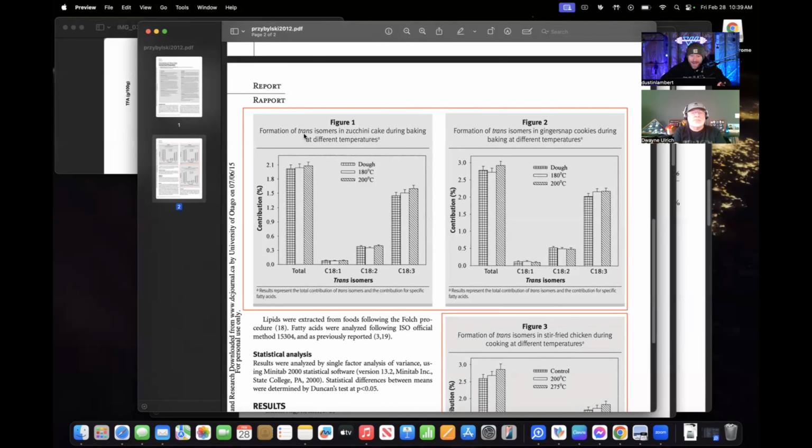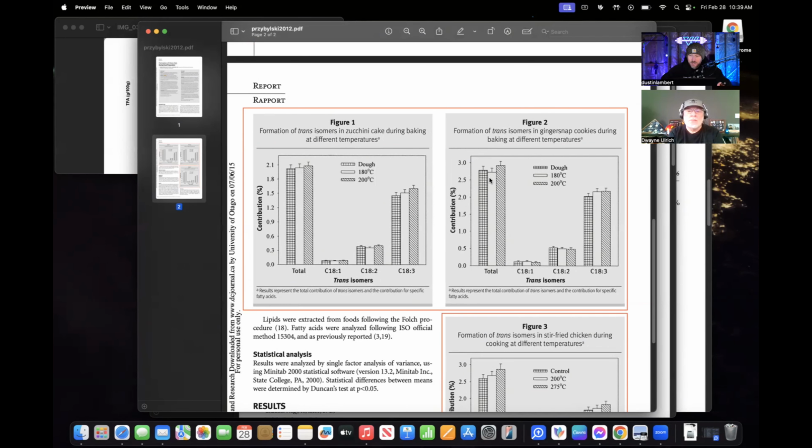Formation of trans isomers, so trans fatty acids, in our zucchini cake, baking at different temperatures. On the left, this grid pattern is just the dough, before heating. The white bar is 180, and the diagonal stripes are 200. We can see that the total formation of trans fatty acids went up, but not significantly. Nothing to write home about here.